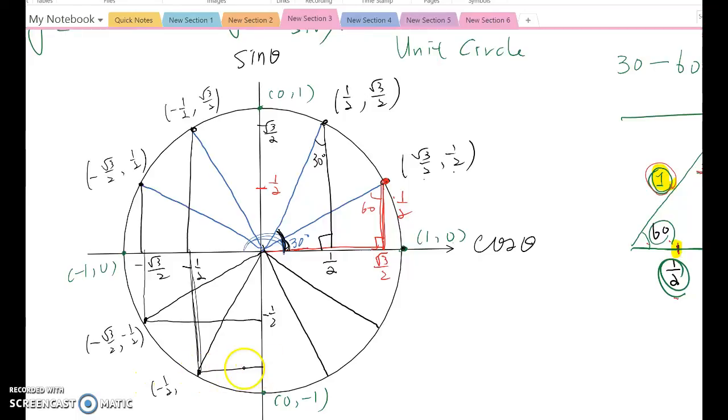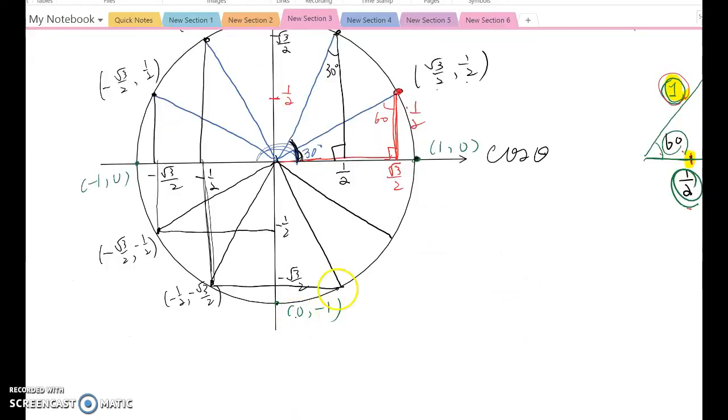And then also negative root 3 over 2. And cosine 270 is 0, sine 270 is negative 1. Now cosine 300 is 1 over 2, sine is negative root 3 over 2. And 330: cosine 330 is root 3 over 2, sine 330 is negative 1 over 2. And then cosine 360 is 1, sine 360 is 0, like that.